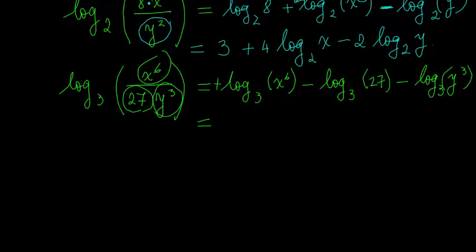We get to pull the 6 in front of the log, so I get 6 log base 3 of x minus, 3 raised to what power is 27, this we can do in our head, is just 3, and then minus, we pull the 3 in front and have 3 log base 3 of y, and this is the simplest form of my expression.